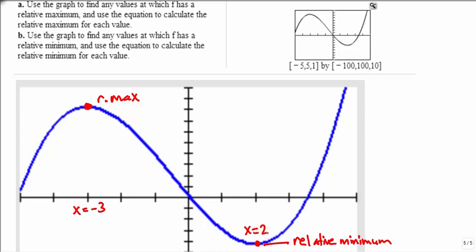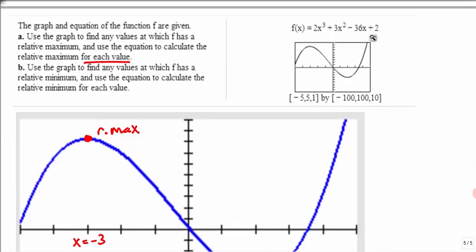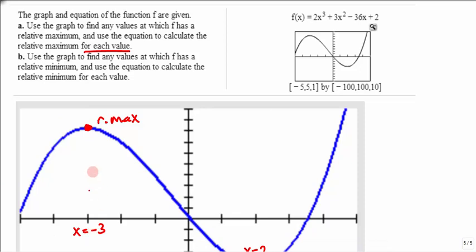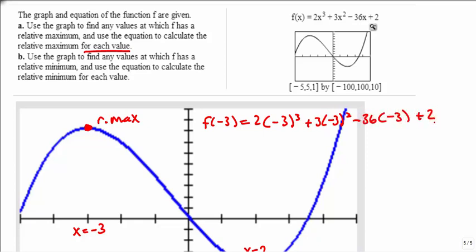Well, if they want us to find the relative maximum for each value, they basically want us to plug negative 3 into my equation. So f of negative 3, I'd have 2 times negative 3 quantity cubed plus 3 times negative 3 quantity squared minus 36 times negative 3 plus 2. And that's for my relative max.